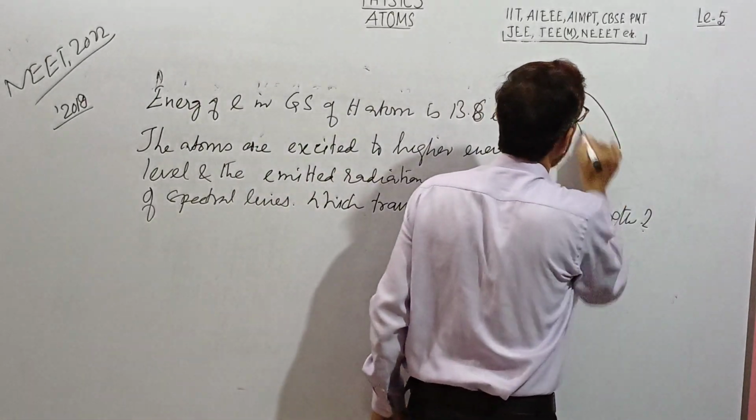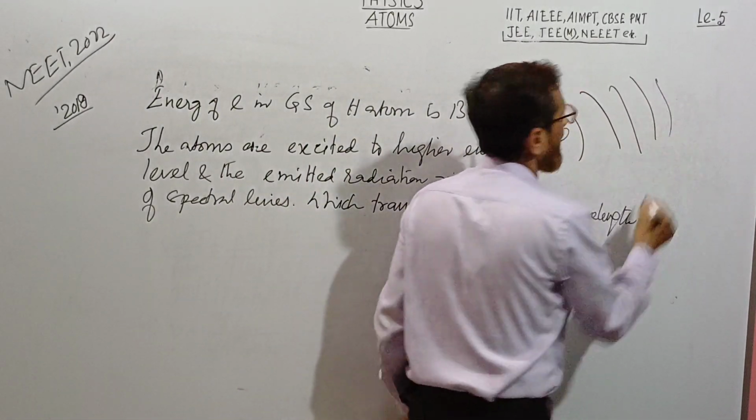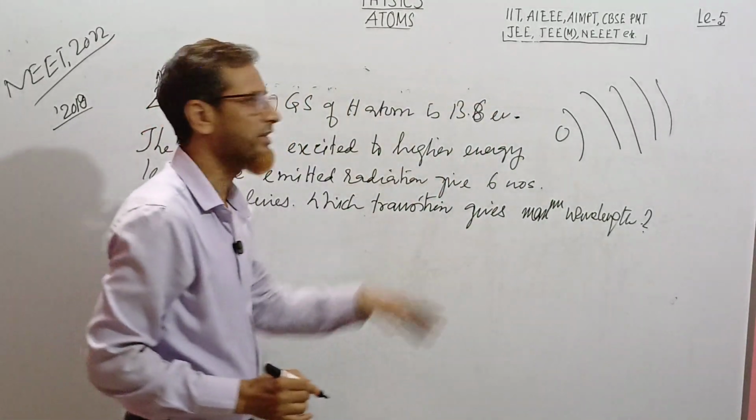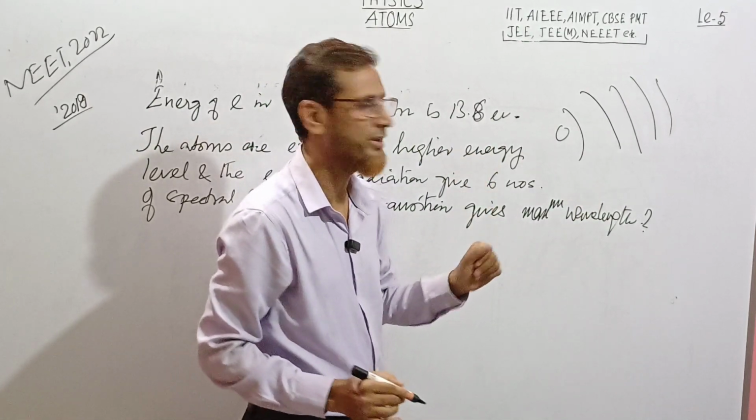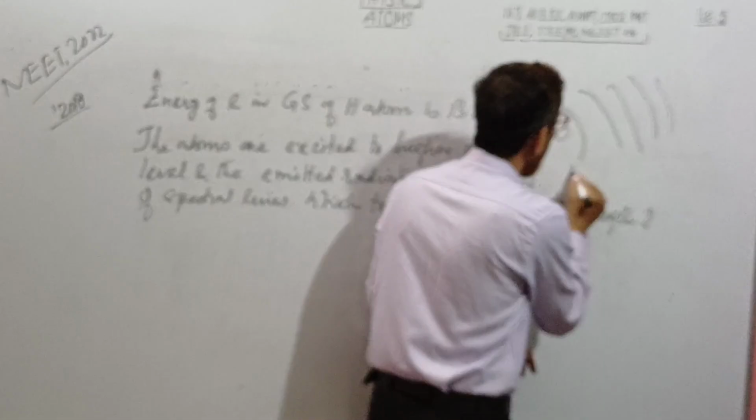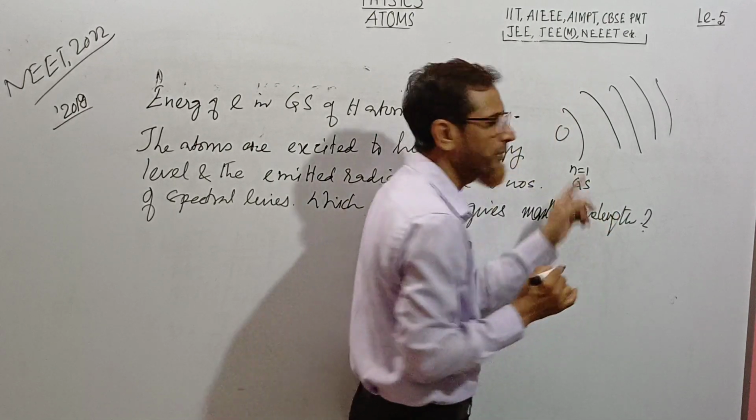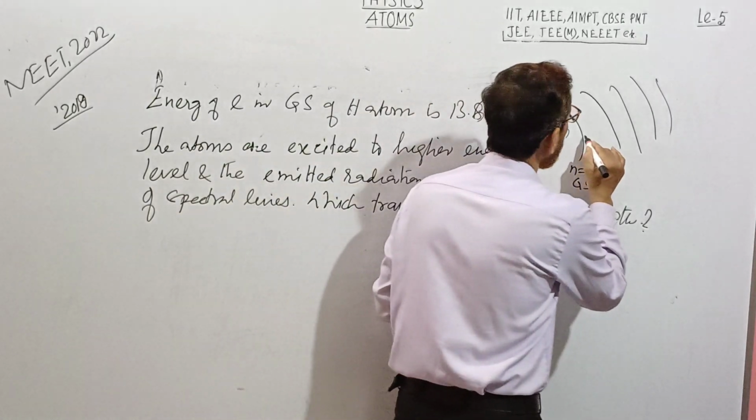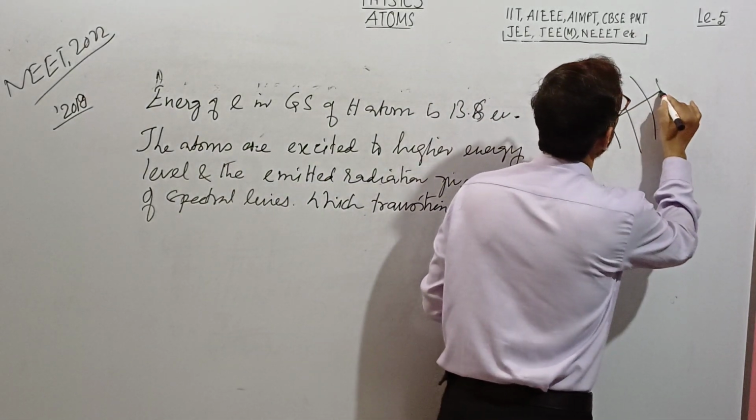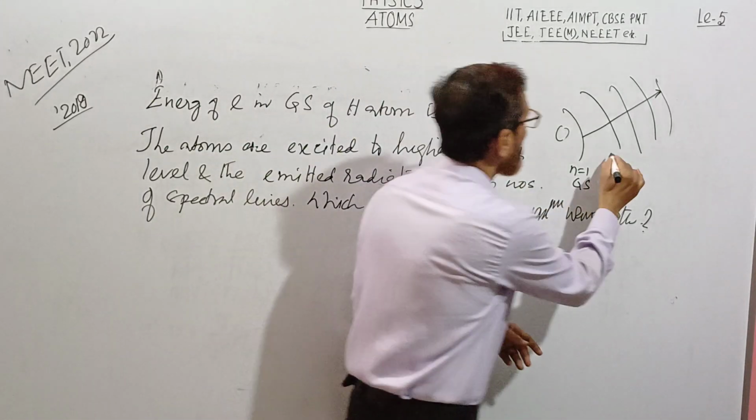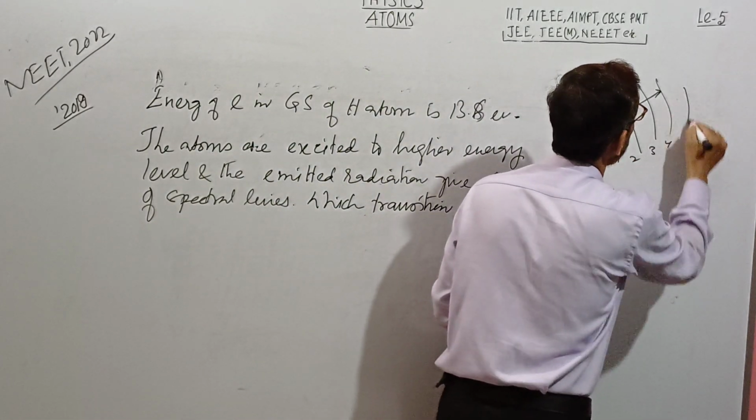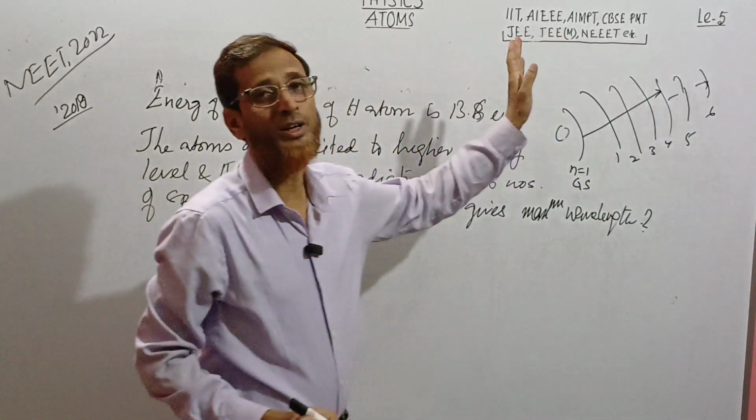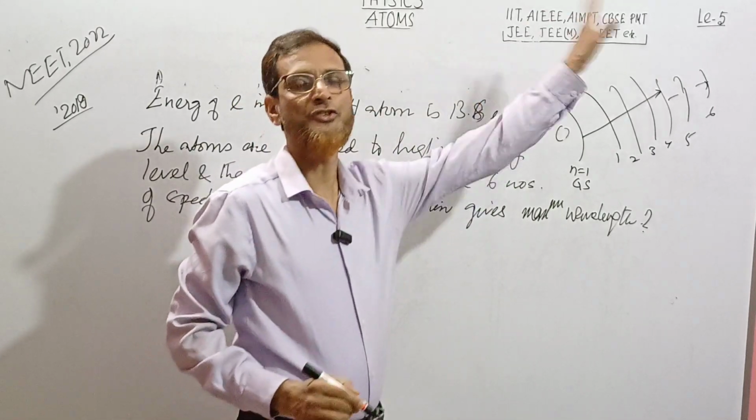Hydrogen atoms are excited. Forget about energy. Ground state, n is equal to 1 level is ground state. It was in the ground state. 13.6 means ground state energy. And it has excited. This is 1, this is 2, this is 3, this is 4, this is 5, this is 6. I don't know what was the higher level in which electron has reached.